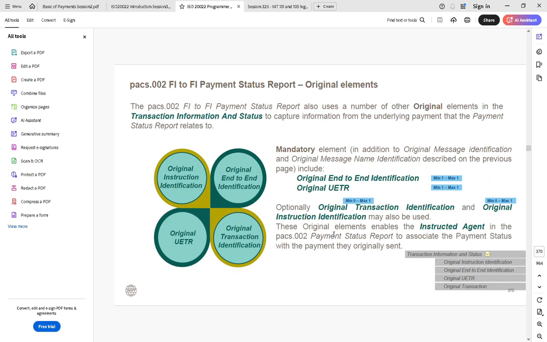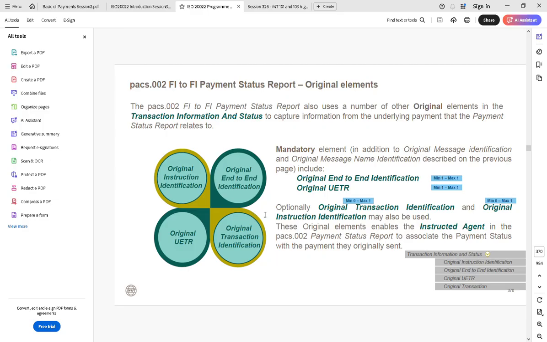Now we go to the next page. We have learned this a lot of times now. Original identification, original UETR, original transaction reference number, instruction identification, instructed agent. These also many times. So these are in the PACS.002 FI to FI customer status report. So this is present in your PACS.002 as well. Transaction information and status. Under this, these are there.